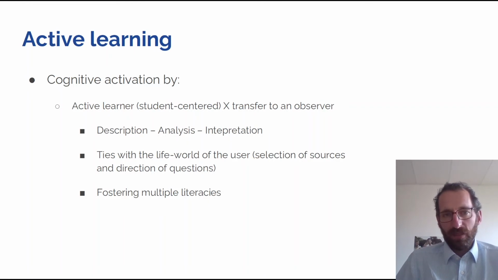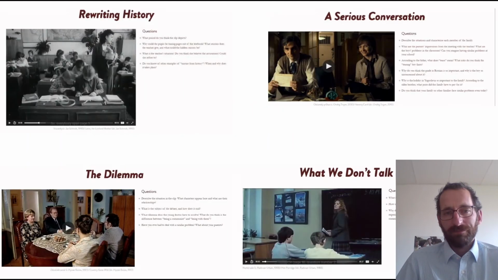We also want the active learning to be supported by creating ties with the life world of the user, his or her experience. And that's one of the keys to the selection of sources and the direction of the questions. Another way we are cognitively activating the user is that we try to foster multiple literacies at once, about which we are going to speak further.